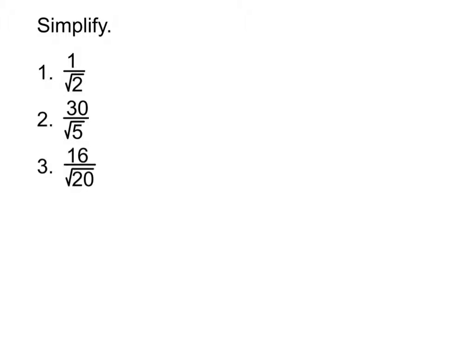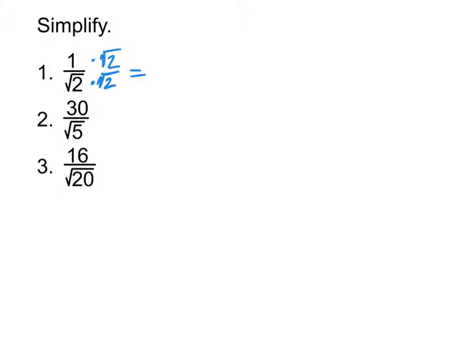So for number 1, we need to simplify it. Right now we got a square root in the bottom of our fraction. That means I got to rationalize the denominator. So I'm going to multiply top and bottom then of my fraction by that square root. So I multiply top and bottom both by root 2.